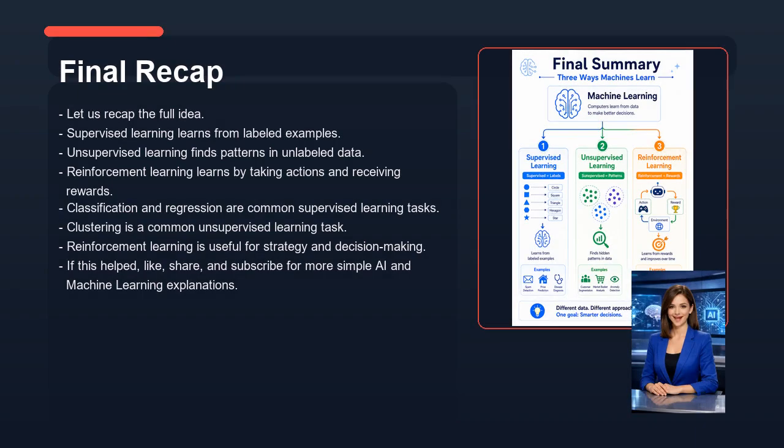Now let's look at the final recap. Let us recap the full idea. Supervised learning learns from labeled examples. Unsupervised learning finds patterns in unlabeled data. Reinforcement learning learns by taking actions and receiving rewards. Classification and regression are common supervised learning tasks. Clustering is a common unsupervised learning task. Reinforcement learning is useful for strategy and decision-making.